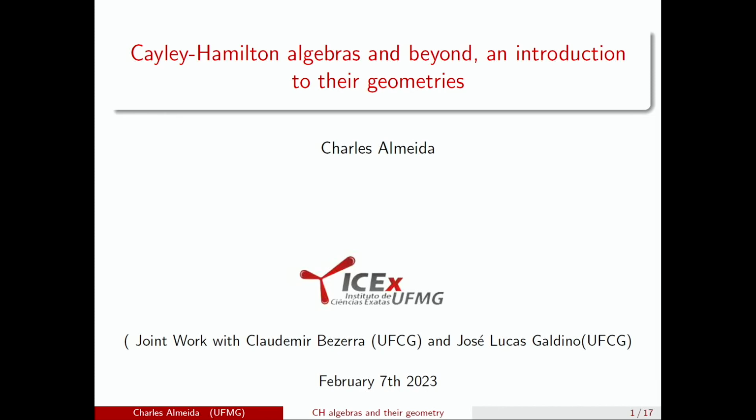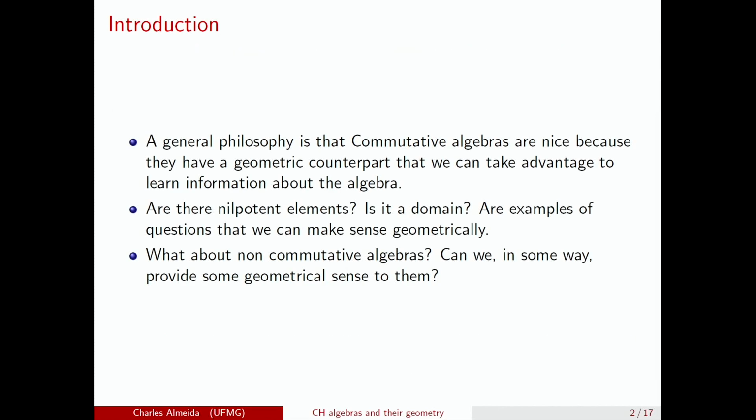So, to start, a general philosophy regarding commutative algebra, why commutative algebra is nice, at least for me, is that you can have nice geometrical interpretations from the objects appearing there, and you can use these geometrical interpretations to answer questions about the algebra, like: can I have nilpotent elements? Is this algebra a domain? These are examples of questions that we can make sense of geometrically.